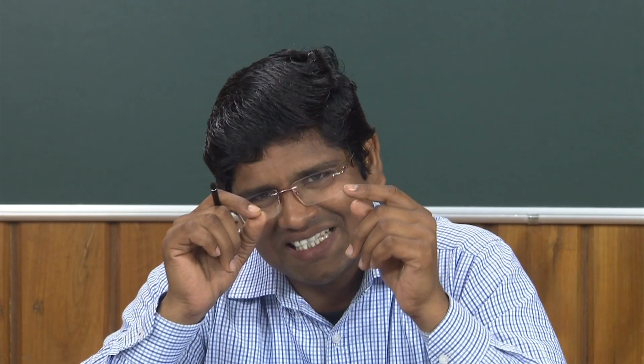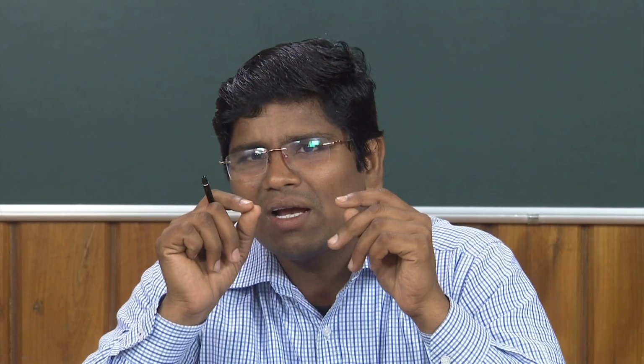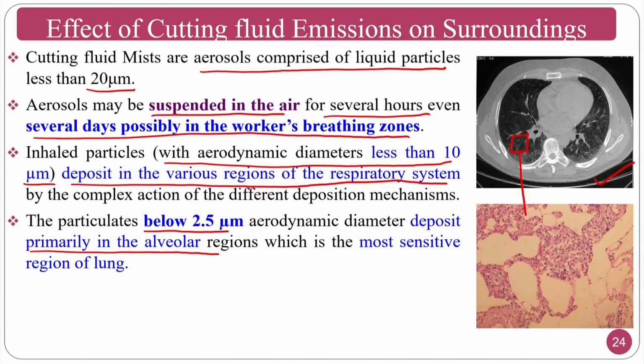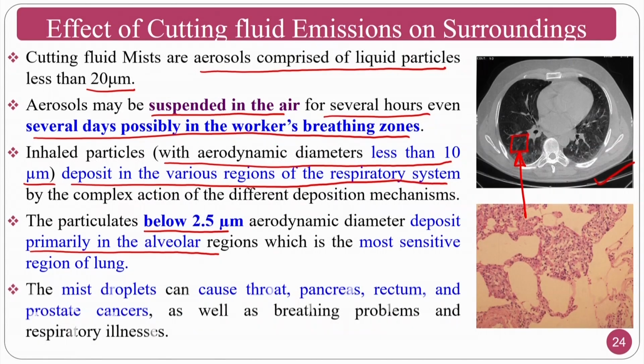Normally a person can breathe 10 micron particles in the air. If the aerosol particle size of the cutting fluid emissions is 10 microns, your nose can breathe it, but it may not enter into the alveolar region. But if the particle size is 2.5 microns, it can enter into the alveolar region. This is a CT scan of the lungs, and if you see the zoomed version, this is how it will affect the lungs region.